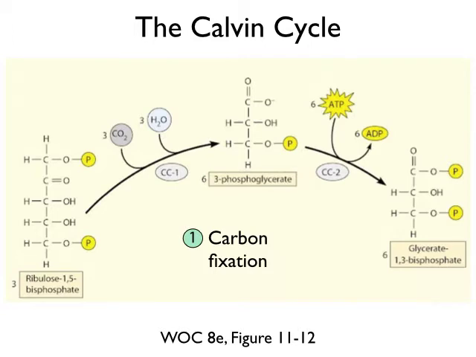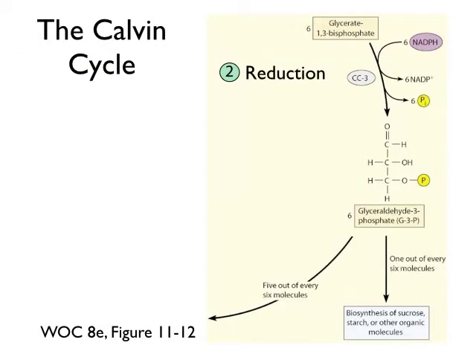Then we use some ATP to generate 6 molecules of glycerate 1,3-bisphosphate. And then those 6 molecules of glycerate 1,3-bisphosphate undergo reduction, and this is made possible by the reducing power NADPH that we produced in the light reactions. So we need 6 molecules of NADPH to reduce these 6 molecules of glycerate 1,3-bisphosphate. So we do that, and this generates 6 molecules of glyceraldehyde 3-phosphate.